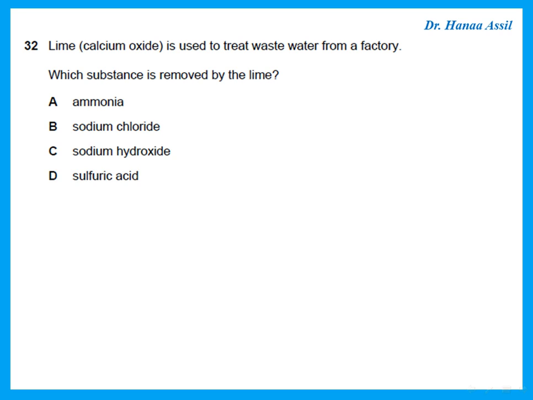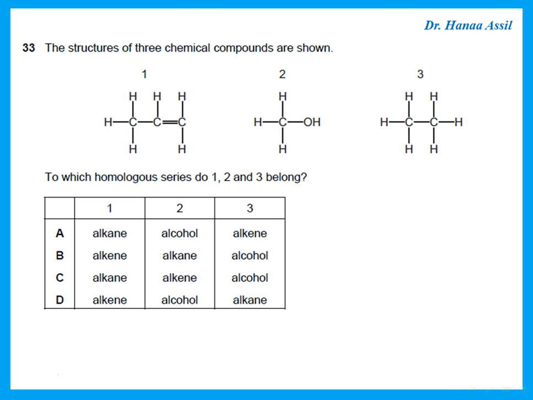Lime is used to treat wastewater from a factory. Which substance is removed by lime? Of course, the substance to be reacted with lime. Lime is a base, so it has to react with something that is acidic. So we're removing an acid like sulfuric acid.